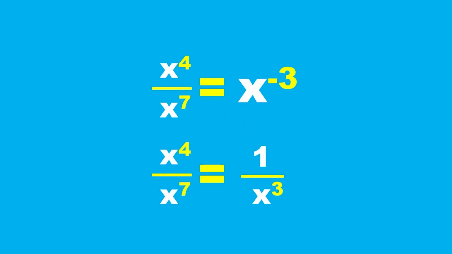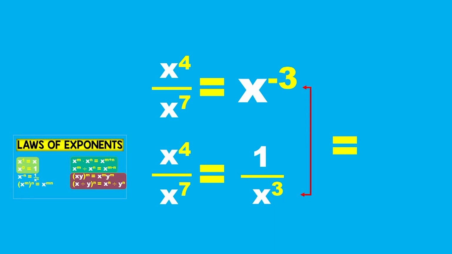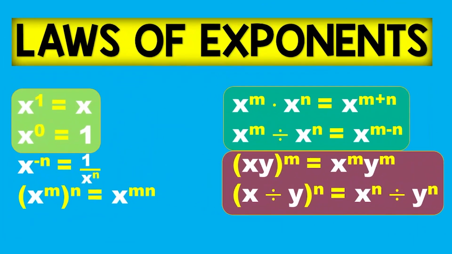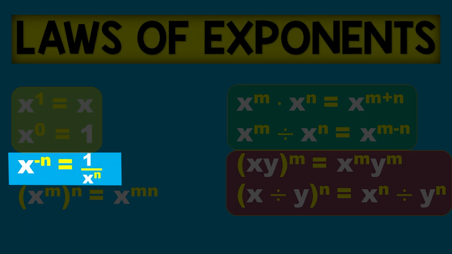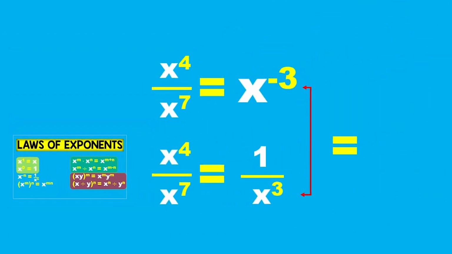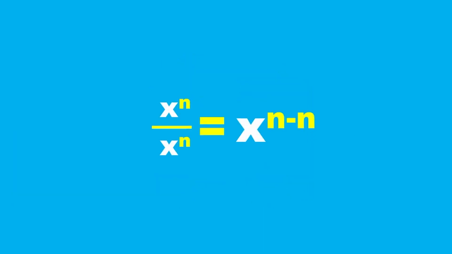We got different answers. But hang on, remember one of the previous laws which we learned, x to the power of negative n? X to the power of negative n is equal to 1 over x to the power of positive n. And that is what we got. X to the power of negative 3 is equal to 1 over x to the power of positive 3. So now we know that x to the power of negative n is indeed equal to 1 over x to the power of positive n. Let's take another example for this one.